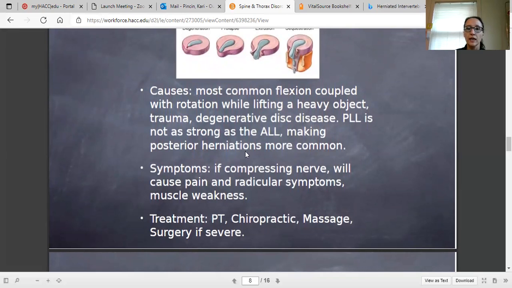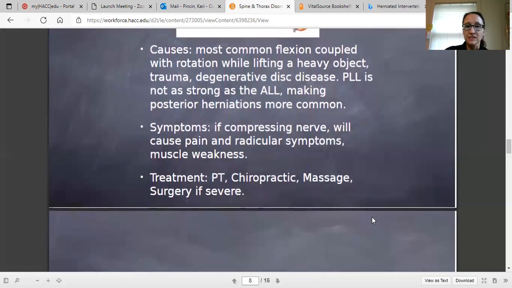Okay, so if any one of these is occurring and it's compressing a nerve, basically you're going to have radiculopathy. Radiculopathy sounds like the word ridiculous, but it has nothing to do with that. It means radiating. So radiculopathy is going to be radiating pain, maybe numbness and tingling, maybe muscular weakness away from the nerve root that's affected. If it's a nerve root in the lumbar area, it's going to affect the leg. If it's a nerve root in the cervical area, it's probably going to affect the arm.